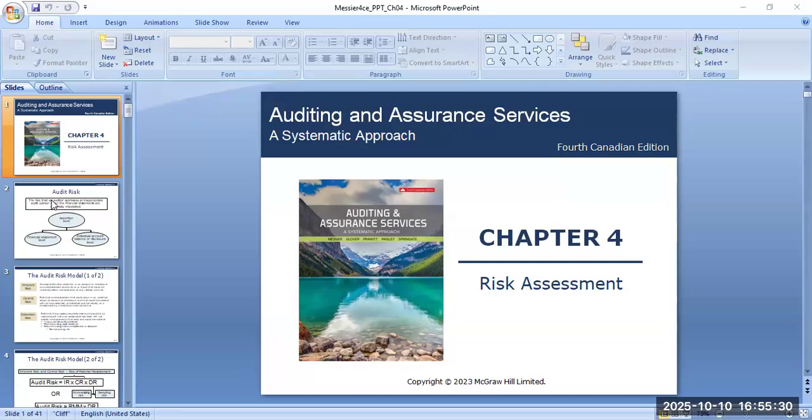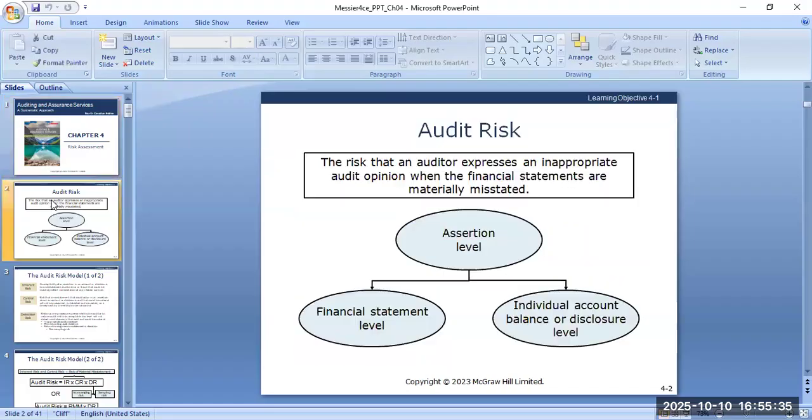So now we're going to start assessing the risks. In order to understand the audit risk, we have to see what our audit risk is. Audit risk is the risk that the auditor expresses an inappropriate audit opinion when the financial statements are materially misstated. So we're saying one thing, but in reality it is something else.